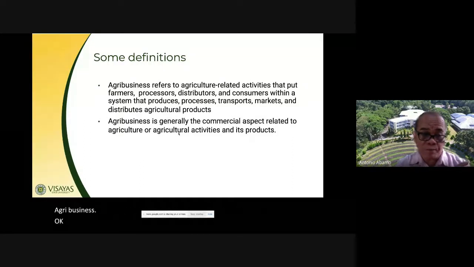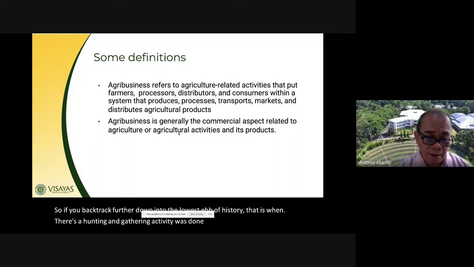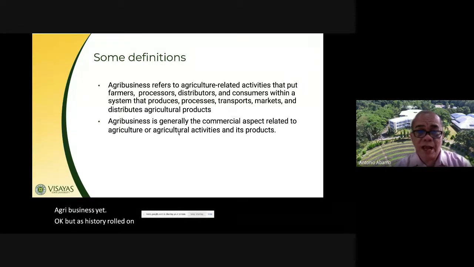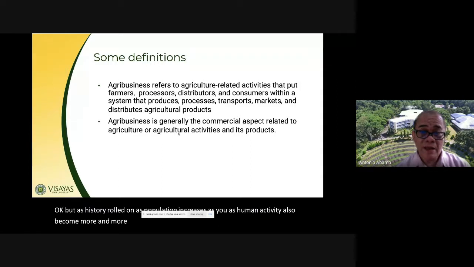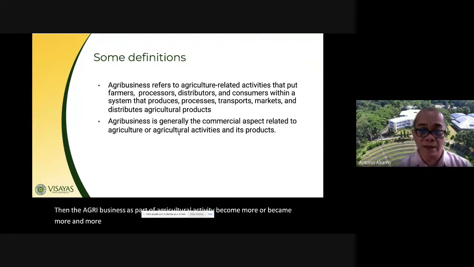So if you backtrack further down into the lowest ebb of history, that is when hunting and gathering activity was done by mankind for survival. It's not agribusiness yet. But as history rolled on, as population increased, as human activity also became more and more complicated, then agribusiness as part of agricultural activity became more and more necessary. And that actually is the starting point.